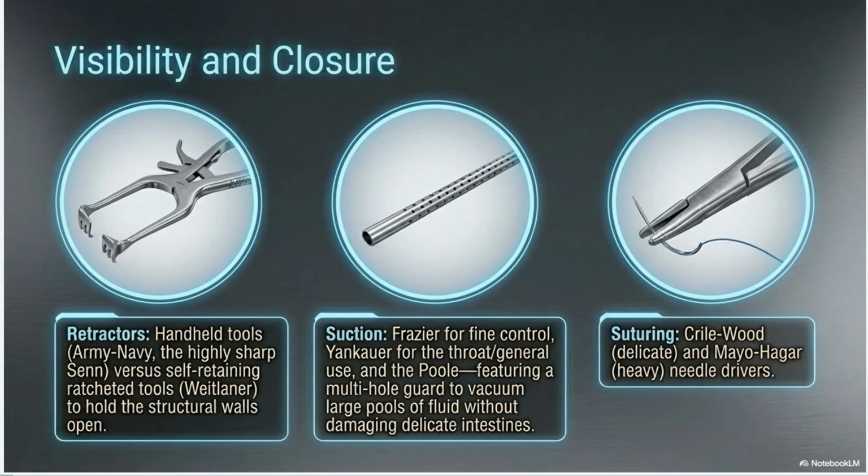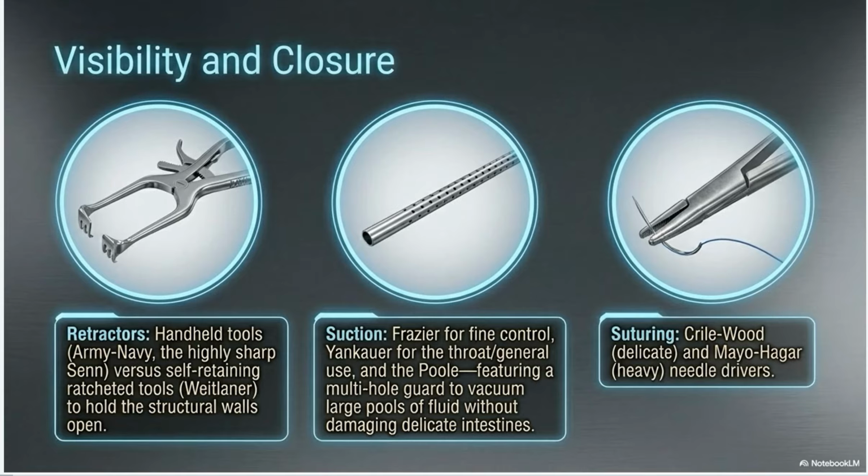Visibility and closure. This slide focuses on two critical aspects of surgery: maintaining visibility of the surgical field and properly closing the wound at the end of the procedure. During surgery, the surgeon must clearly see the structures they are working on in order to operate safely. This is achieved using a combination of retractors, suction devices, and proper lighting.